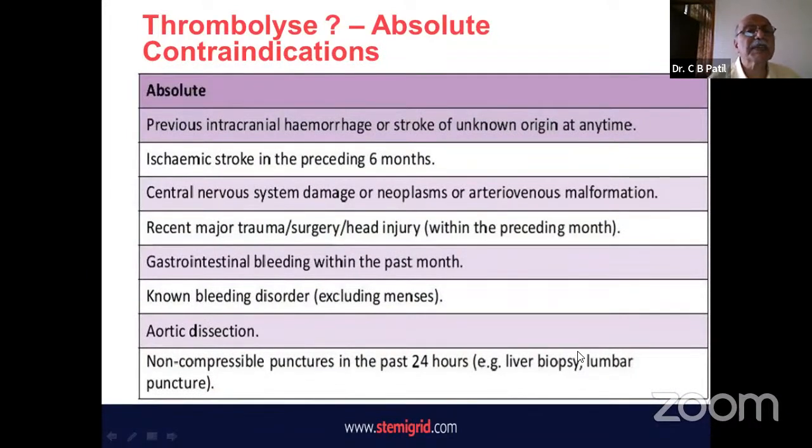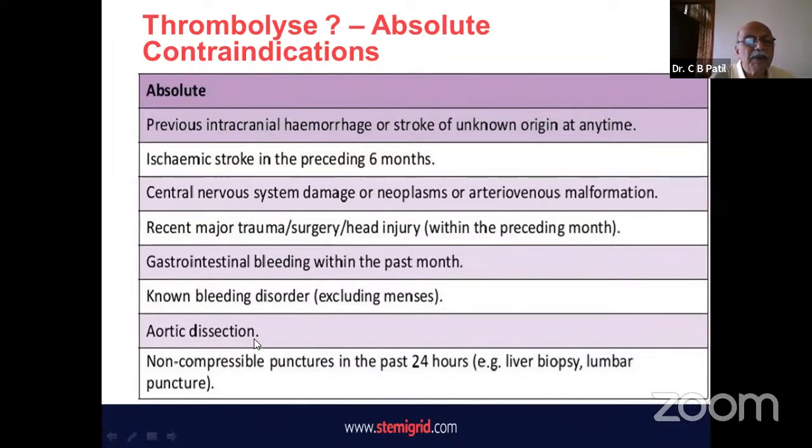Absolute contraindications are like previous intracranial hemorrhage or a stroke of unknown origin at any time, ischemic stroke in the preceding 6 months, central nervous system damage or neoplasms or arteriovenous malformations. Recent major trauma, surgery, head injury within the preceding 1 month, gastrointestinal bleeding within the past month, known bleeding disorders, excluding the menses. Menses is not a contraindication.